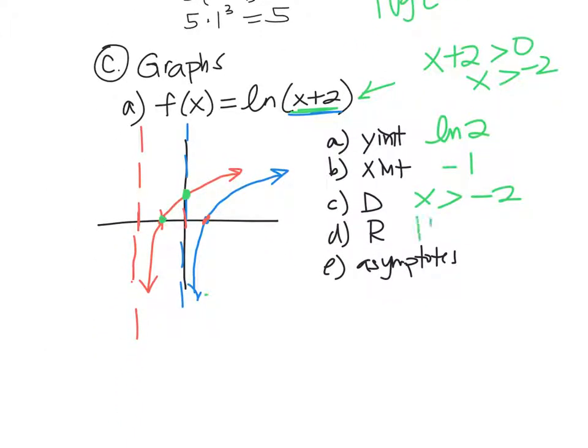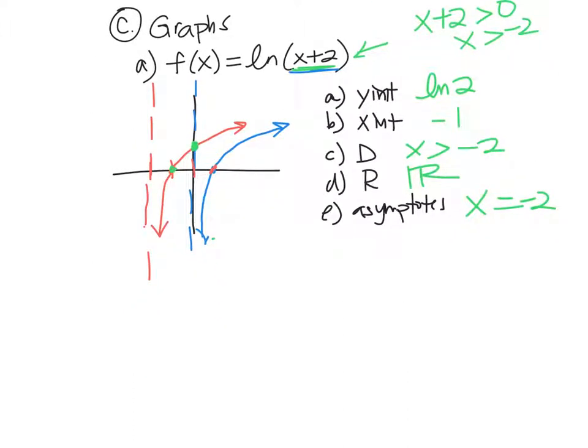The range is easy. The range is going to be all real numbers. And then your asymptote we talked about was x equals -2. Make sure you write x equals for vertical asymptotes, y equals for horizontal. Okay, let's do another one.